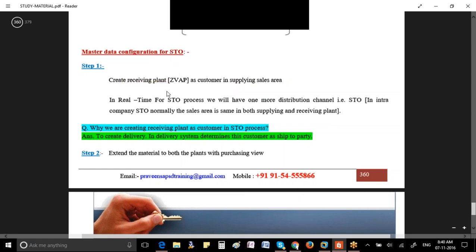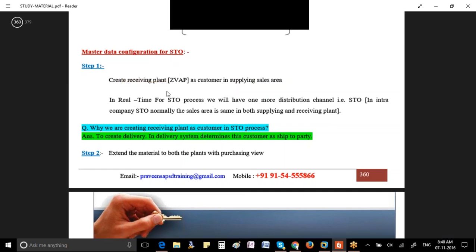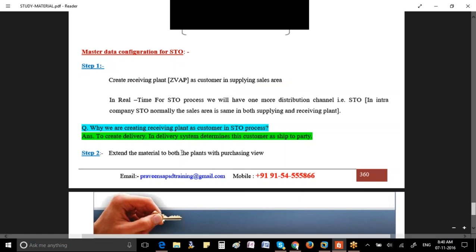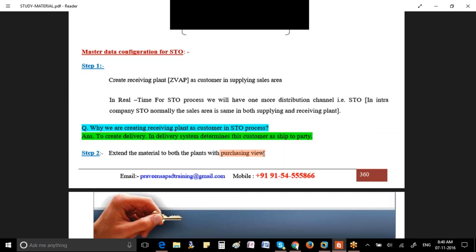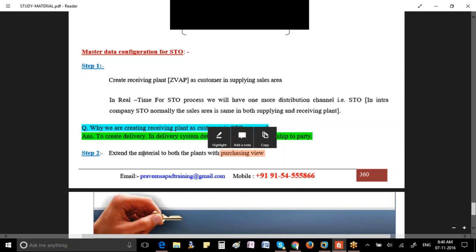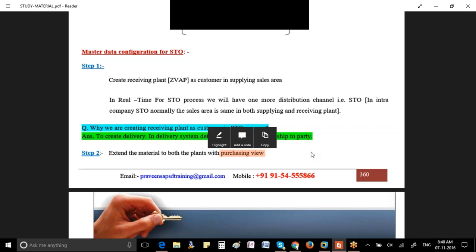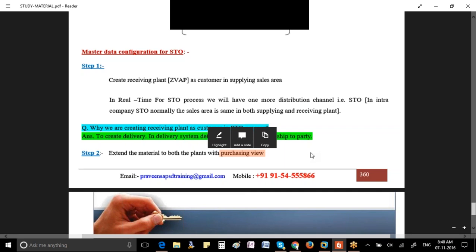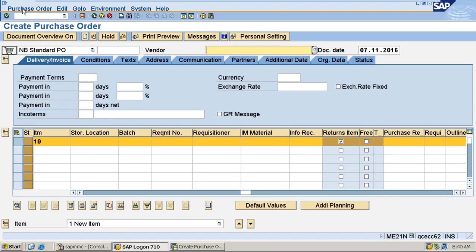The second thing is, the material should be available in both plants. So you should extend the material to both plants with the purchasing view. Why? Because we need to raise a PO here. That's the reason you should extend the material, and the purchasing view should be there. And you know, STO is a 100% MM process, not an SD process. STO is 100% MM process, but SD consultants are responsible for doing this. The complete STO process you will see under the MM block.